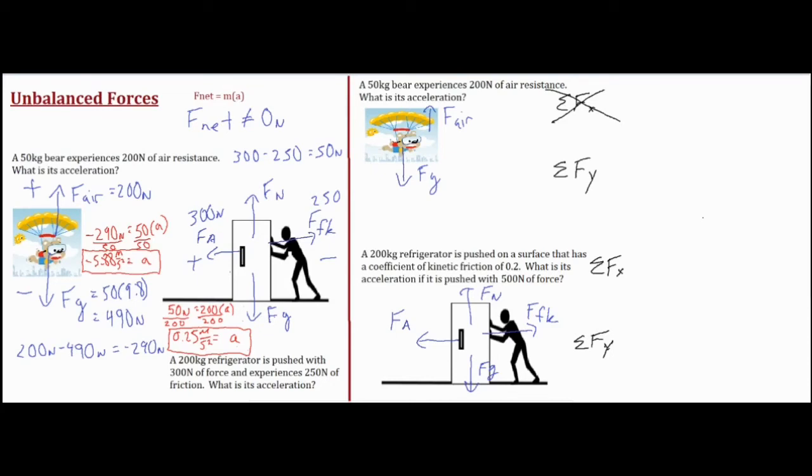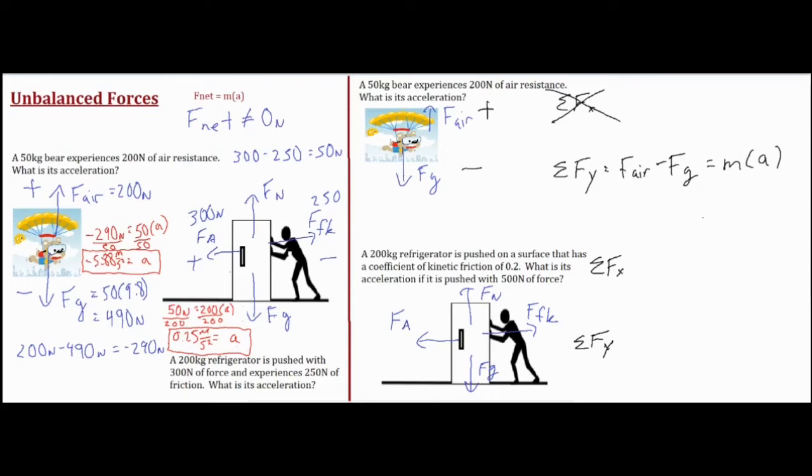So we're going to sum up our forces in the Y direction. We're going to call up positive and down negative. So we'll say the sum of forces in the Y direction is the air resistance minus our Fg, and the sum of our forces, which is our net force, always equals m times a.